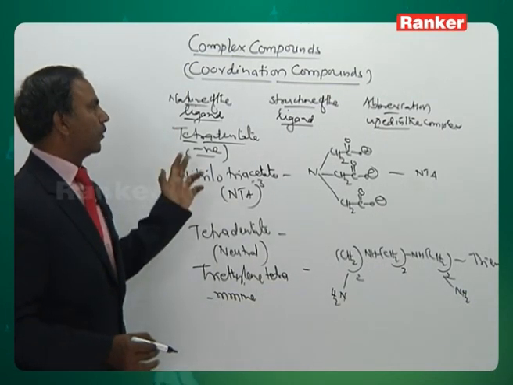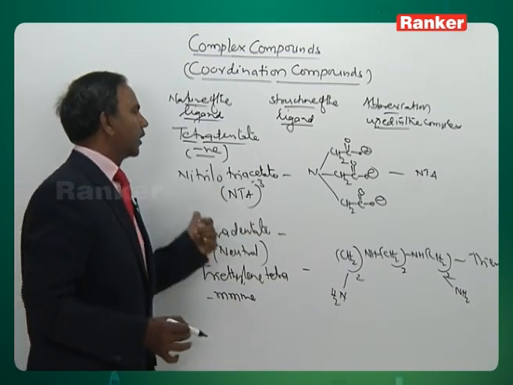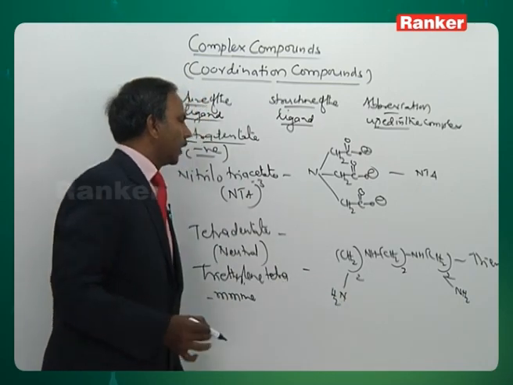So, tridentate negative and neutral, tetradentate negative and neutral. These two are important under tetradentate ligands: one is NTA, the other one is trien.